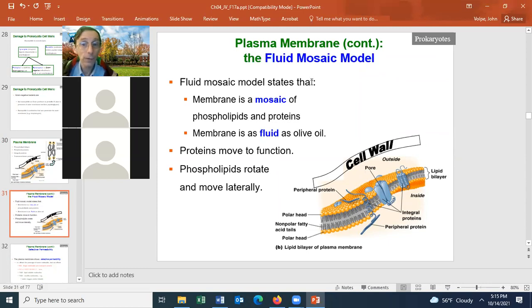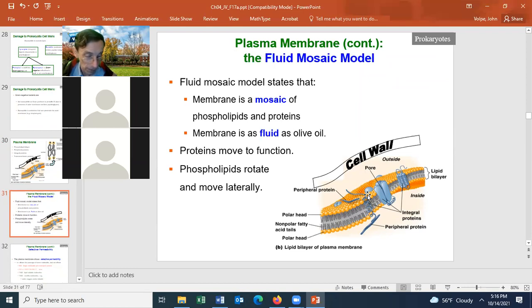And we have a fluid mosaic model, a model to describe how the plasma membrane works. The model states that the cell membrane, as well as every membrane, is a mosaic of phospholipids and proteins. It's as fluid as olive oil, and the proteins can move around to function. Many of the proteins are freely able to move in the membrane.